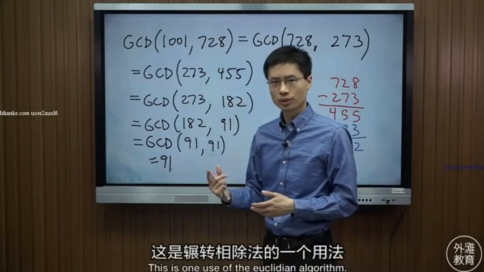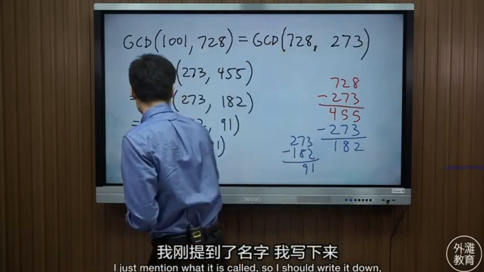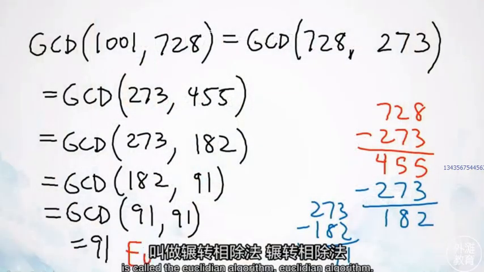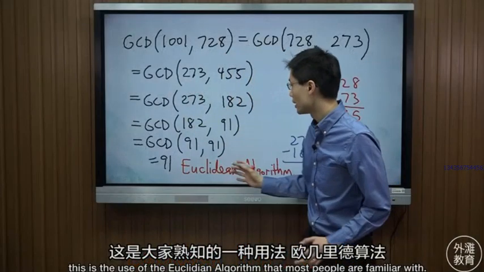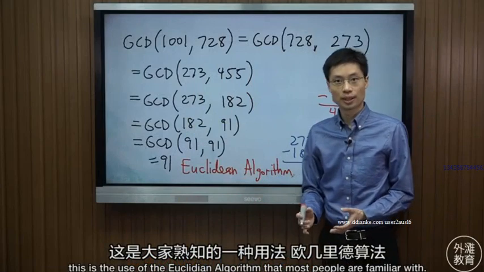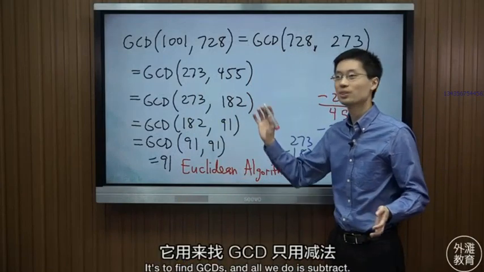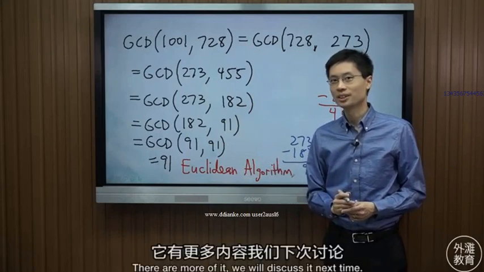This is one use of the Euclidean algorithm. I just mentioned what this is called, so I should write that down. This whole thing here that we did today is called the Euclidean algorithm. This is the use of the Euclidean algorithm that most people are familiar with. It's to find GCDs, and all you do is subtract. There are more uses of it. We'll discuss that next time.